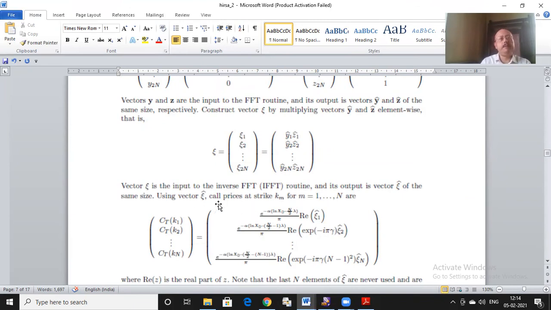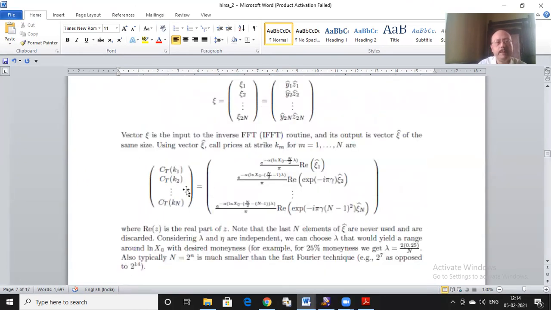Now xi is the input to the inverse FFT routine, and output will be xi hat. So inverse transformation of xi. Using this xi hat, the final call prices will be given by this discounting times the real part of xi1 and then successively discounted real parts of successively discounted xis.